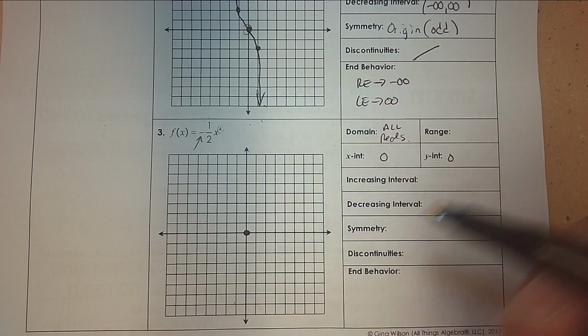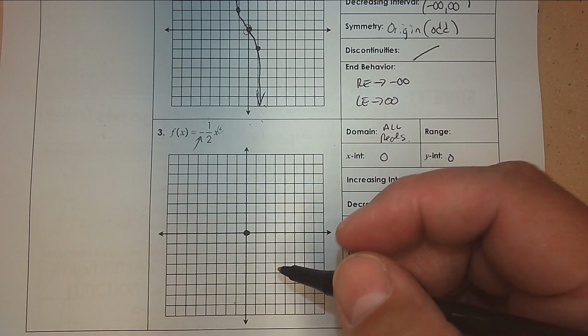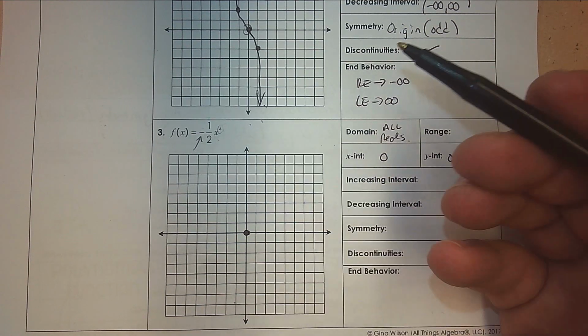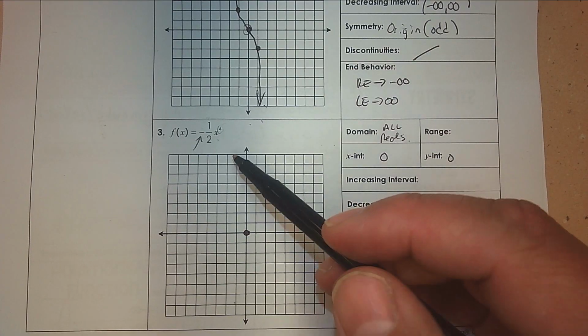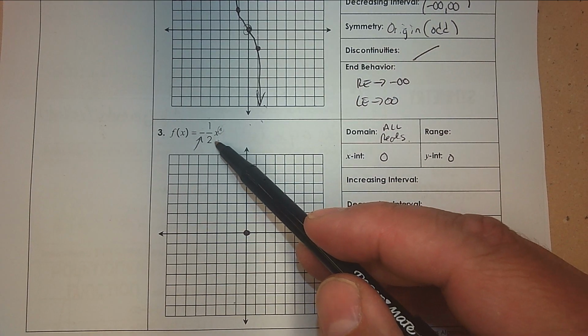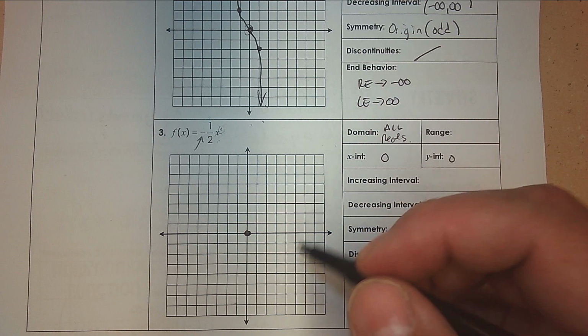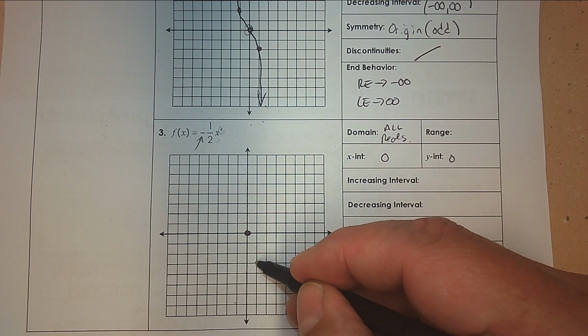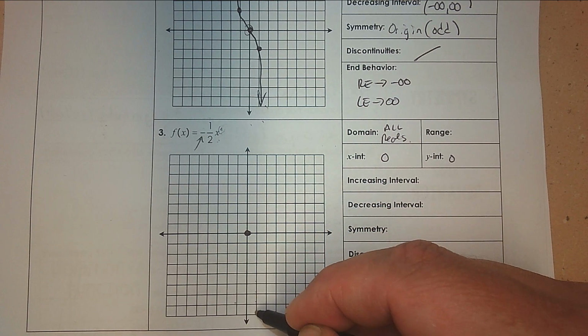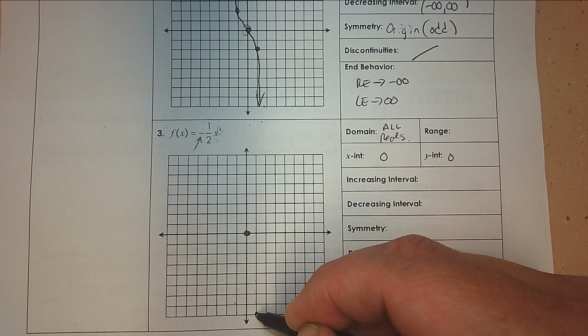I would like another point if it fit on my graph. I'm going to count. 1 gives me negative a half, which is fine, but 2 to the 4 is 16, and half of 16 is 8. So negative 8. 1, 2, 3, 4, 5, 6, 7, 8. It does fit right here at the bottom.